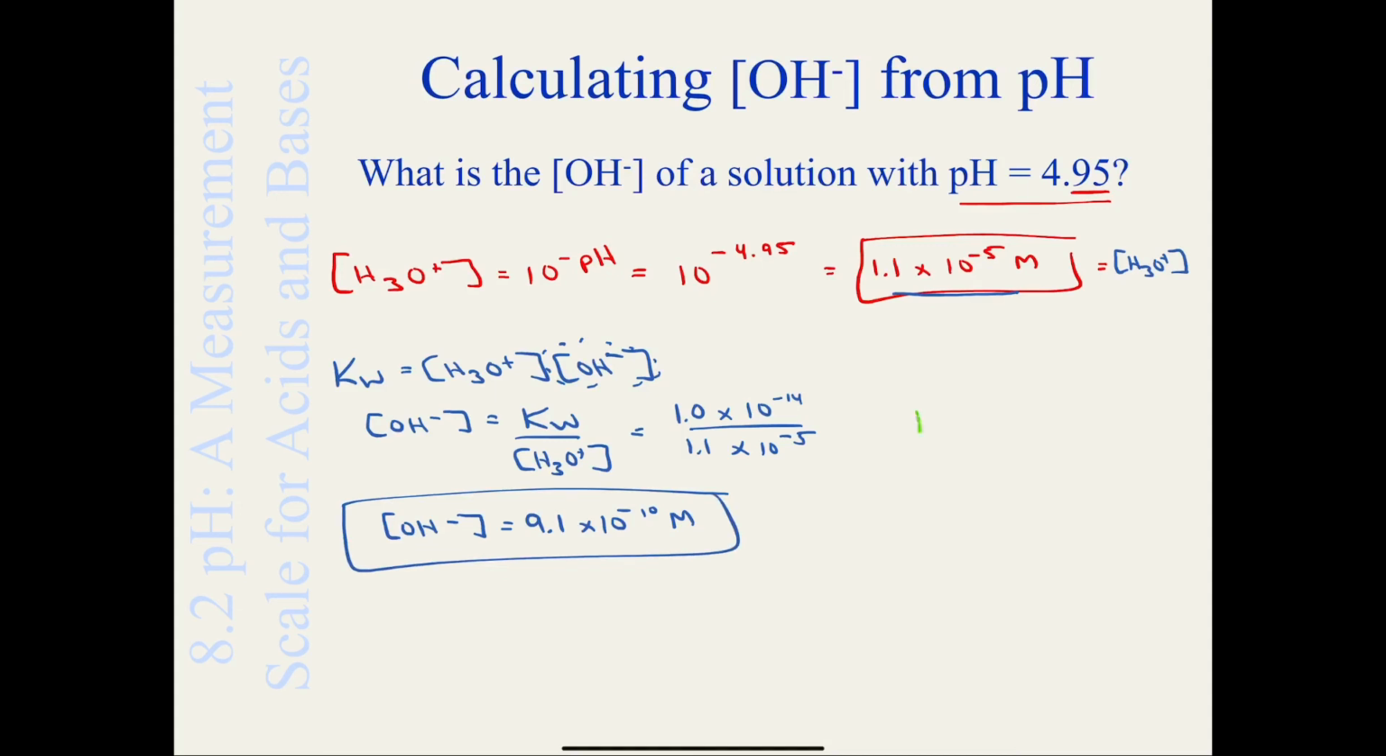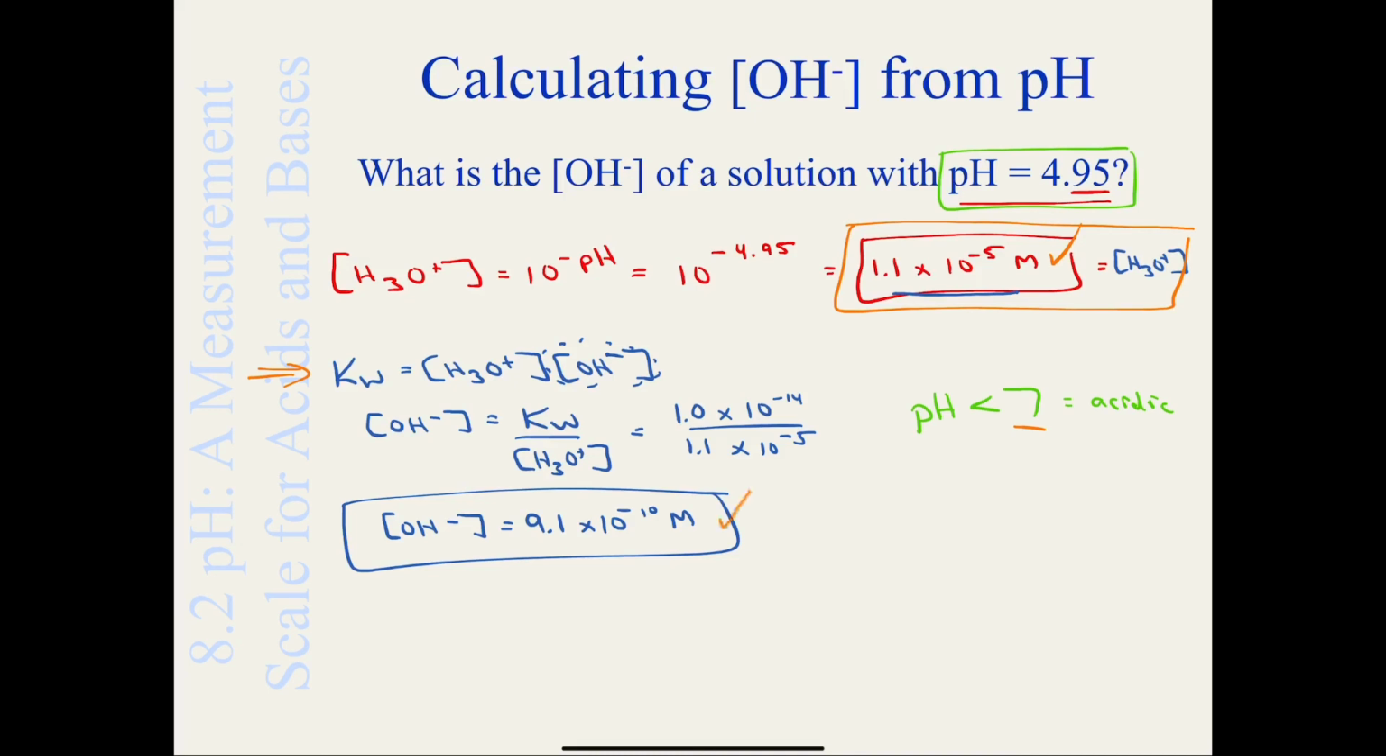This makes sense because a pH that's less than 7 is acidic. Therefore, a pH of 4.95 must be acidic. And based on our Kw, which is 1.0 times 10 to the minus 14, at neutral pH, meaning a pH of 7, both the concentration of the hydronium and the hydroxide would be 1 times 10 to the minus 7 molar. So, the fact that the concentration of hydronium is greater than 1 times 10 to the minus 7 molar makes sense, and therefore the concentration of our hydroxide will be less than 1 times 10 to the minus 7 molar.